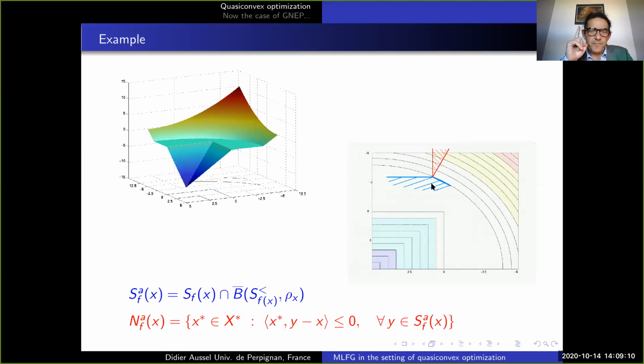Just one remark: previously the sublevel sets depended on the value of F. It is usually written with lambda. Lambda is a value. It doesn't depend on the point. Here, the points having the same value will not have the same sublevel set. So the sublevel set is associated to a point, not to a value. This is quite an important modification, and actually this is the main modification.